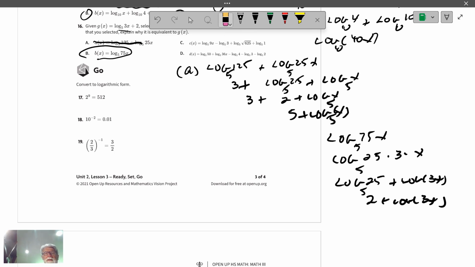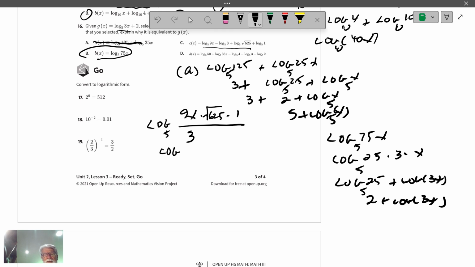So I'm just going to take the entire expression and compress it together into one statement. So the 9x I'll put in the numerator. The 3 I'll put in the denominator because it says minus log of 3. The square root of 625 I'll put in the numerator because it says plus that. And then I'll put the 1 in the numerator as well. So I've taken this expression, and all the positive ones, the numerator contains those.